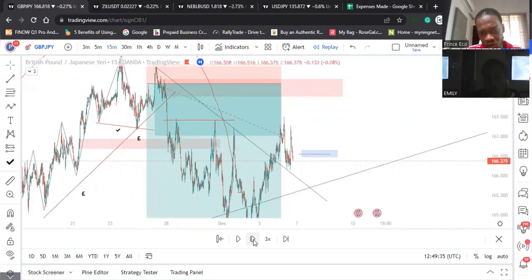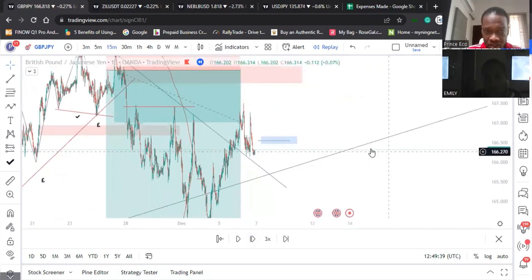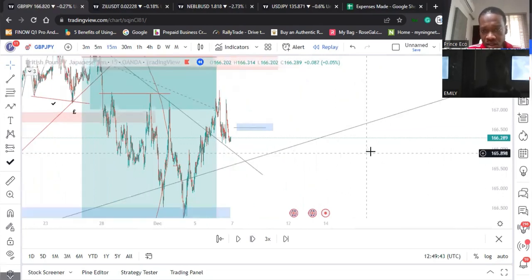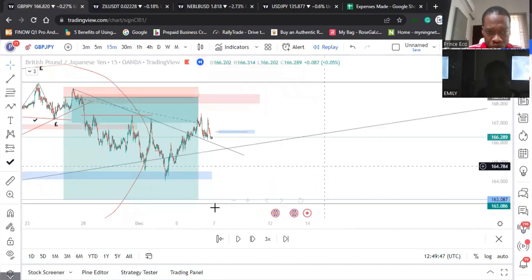Are you seeing what the market is doing now? Building up liquidity. This is what it's just doing. Market is building up liquidity, right? Yes. So let's see.